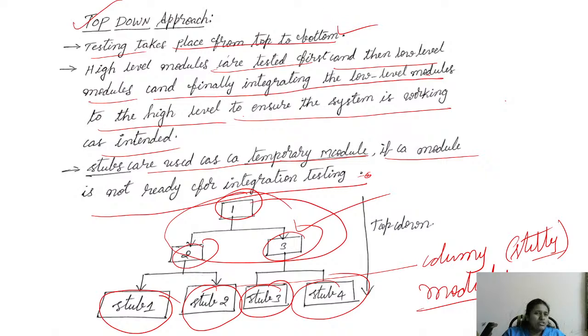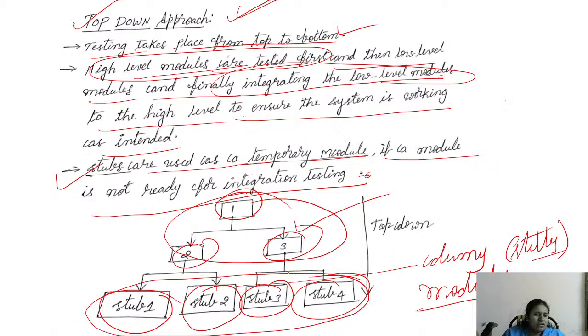In the top down approach, what we are doing: high level modules are tested first. First we are testing high level modules, next we are testing low level modules, to ensure the system is working as per our requirement. In that process, whichever modules are not ready, those modules we are taking as dummy modules. Next, we will go for the next one.